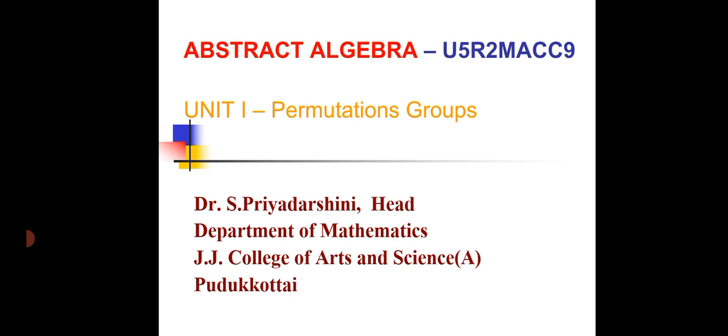Today our course is Abstract Algebra for 3rd BSc Mathematics students. In Abstract Algebra, I have chosen Unit 1 and the particular topic is permutation group. Today we're going to see the definition, an example and some main hints about this permutation group.